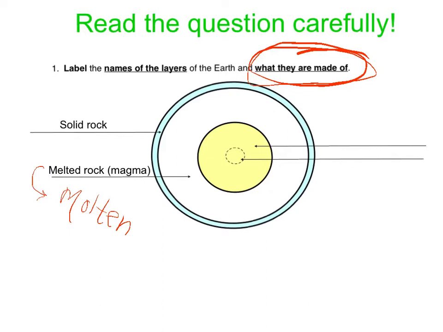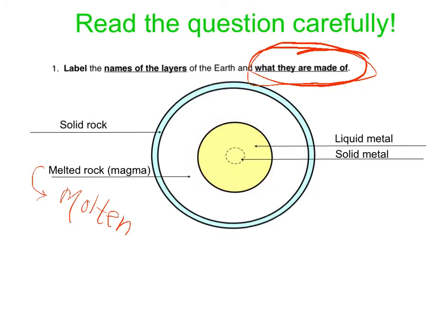Don't forget that. Next, we have the core, okay? Again, the inner core and the outer core are made up of the same thing too. It's just that the inner core is made of solid metal, okay? Metals are materials that are shiny, you know, like nickel, iron, okay? The core is made out of solid metal.